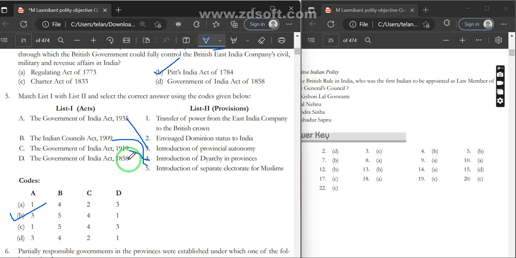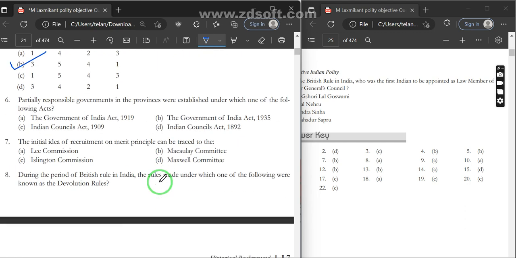Government of India Act 1858. This is D1. Transfer of power from East India Company to British Crown. Because it's just a ceremonial one. It assumes the responsibility of governing India after 1857 to just cool down the people. Remaining everything, exploitation, did not change. This is just an administrative change, which happened after 1857 in the form of the 1858 Act. Partially responsible governments in the provinces were established under which one of the following acts?